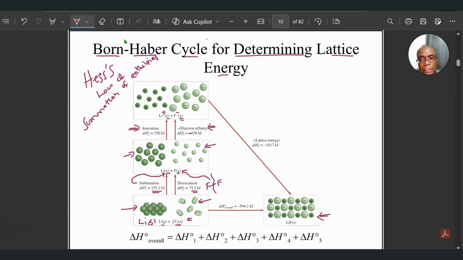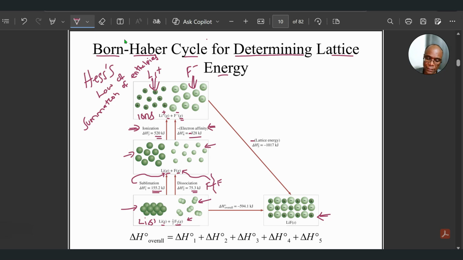The amount of energy released is 328 for fluorine, F to be turned to F minus the ion, and the amount of energy taken in to ionize the lithium is 520 kilojoules. So now we have our ions, which is why you see those charges. We have ions of lithium and you have ions of fluorine. All right, so when these ions now combine, you will need negative of lattice energy.